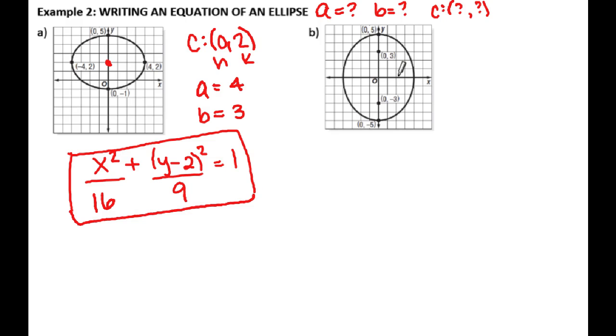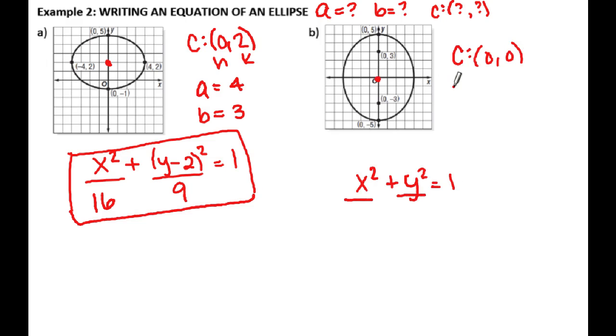For letter B, we still want to find our center. Our center in this case is at 0, 0. So the top part of our equation is going to be x squared plus y squared equals 1. And we just need to figure out what goes on underneath.